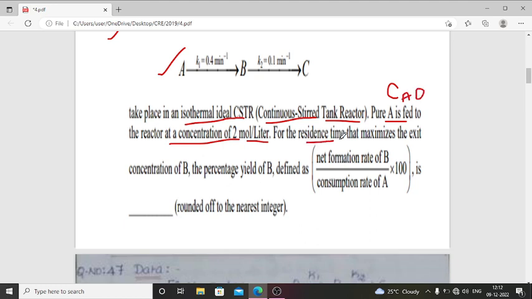For the residence time, that is tau, that maximizes the exit concentration of B, exit concentration of B means that is Cb. The percentage yield of B is defined as net formation rate of B by consumption rate of A into 100. The objective of this question is to determine the percentage yield of B by using this expression. After calculating the percentage yield of B, we have to round off the result to the nearest integer.